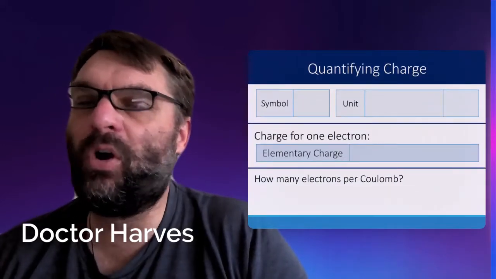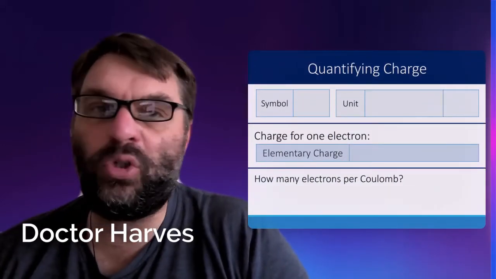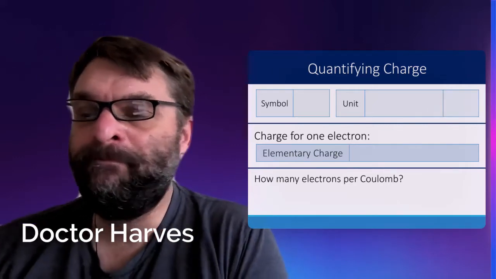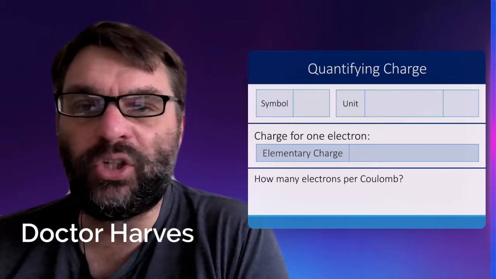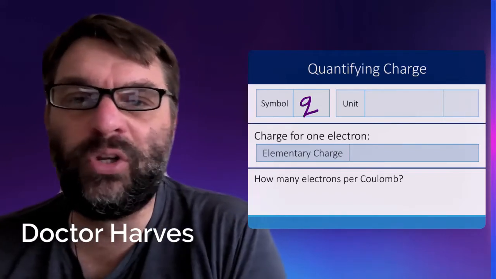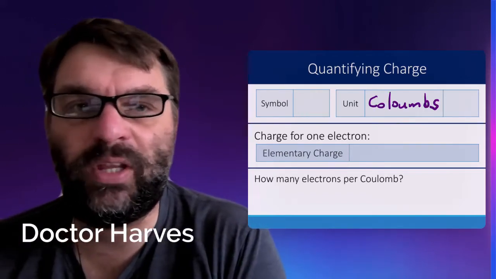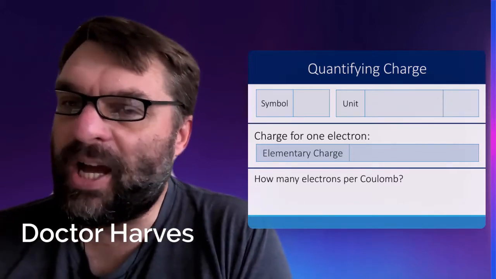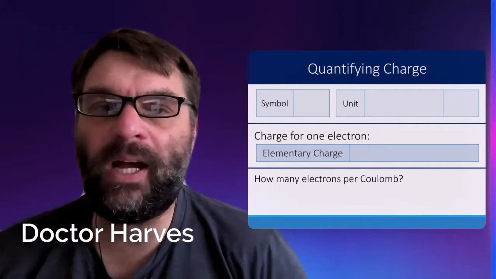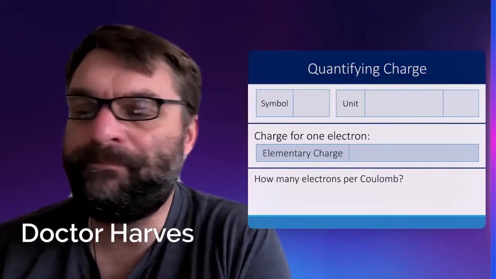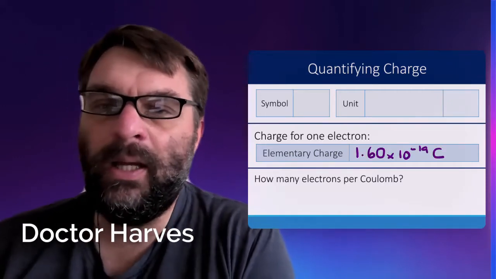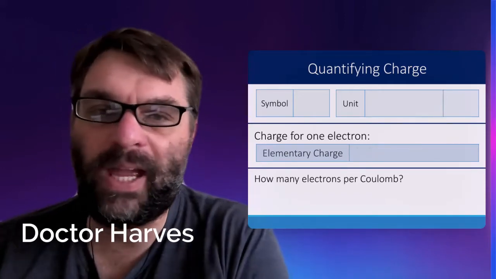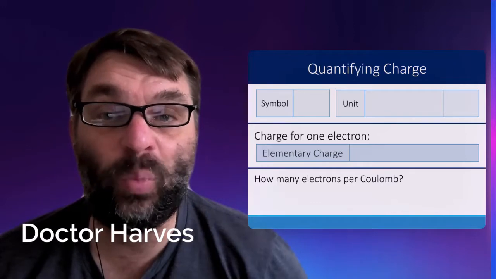So in terms of current, the first thing we have to do is quantify the concept of charge. The symbol for charge is Q, and the units are coulombs, which has the symbol of capital C. The charge on one electron is known as the elementary charge, and it's 1.6 times 10 to the negative 19 coulombs. And therefore, how many electrons are going to be in 1 coulomb?